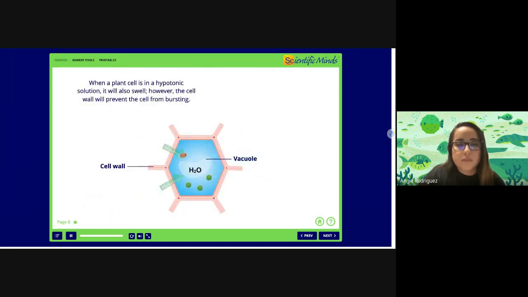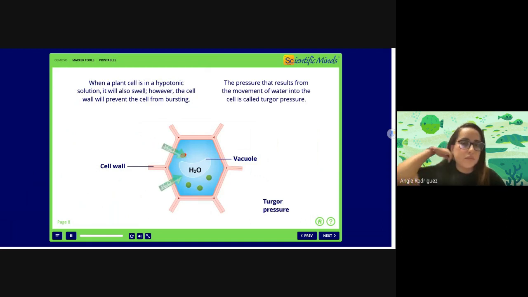When a plant cell is in a hypotonic solution, it will also swell. However, the cell wall will prevent the cell from bursting. The pressure that results from the movement of water into the cell is called turgor pressure.